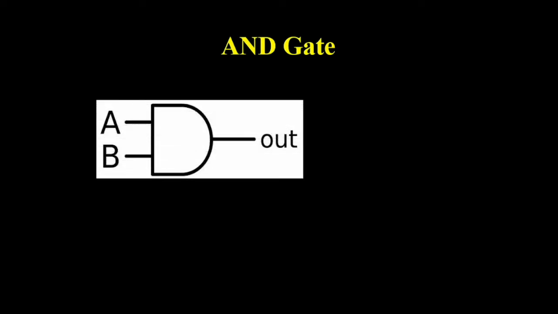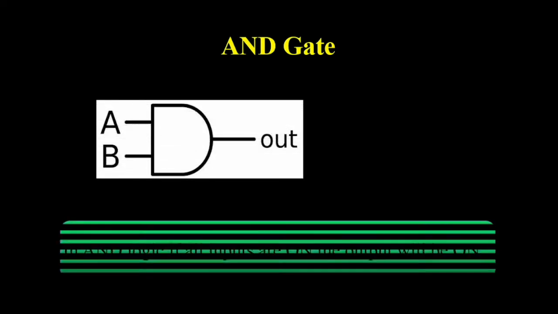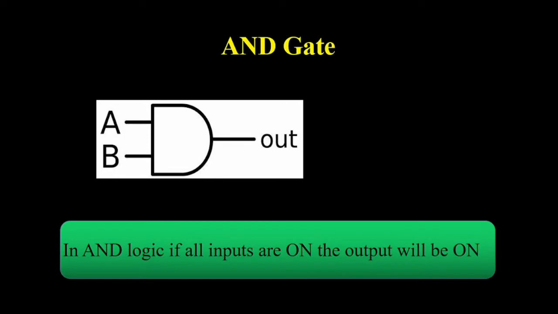First one is an AND gate, and this is the symbol of the AND gate. In AND logic, if all inputs are on, the output will be on. That is, guys, in the AND logic, if all the inputs that we provide to the gate are on, the output will be on. Now let us see its truth table for an easy understanding.